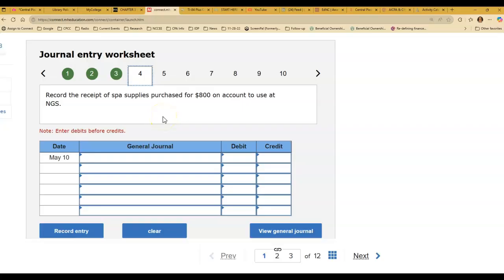All right, let's look at number 4. Record the receipt of spa supplies purchased for $800 on account to use at Nicole's Getaway Spa. So again, give me 800 and 800, all right?